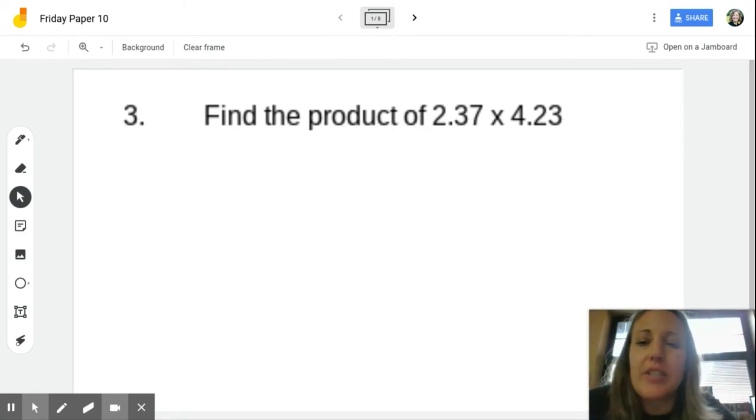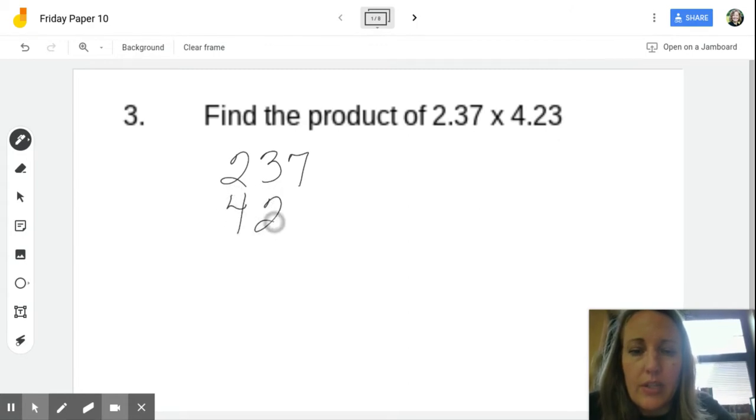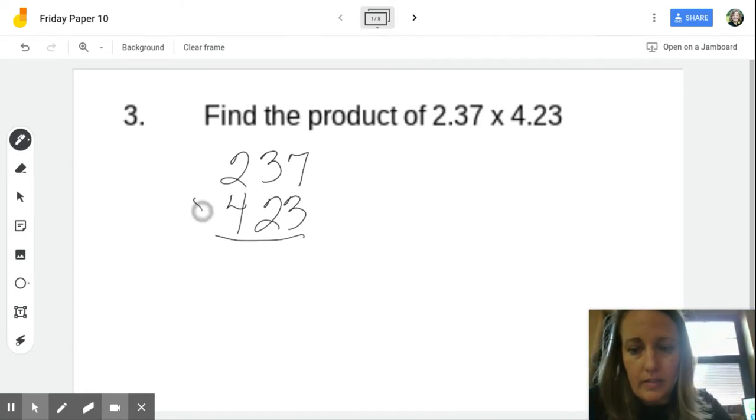All right, we're going to start with the product here, number 3 on your Friday paper, number 10. The product of 2 and 37 hundredths and 4 and 23 hundredths. Notice I am not dealing with the decimals yet. So I'm just going to straight up multiply.